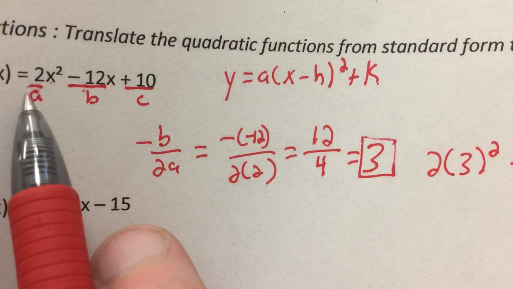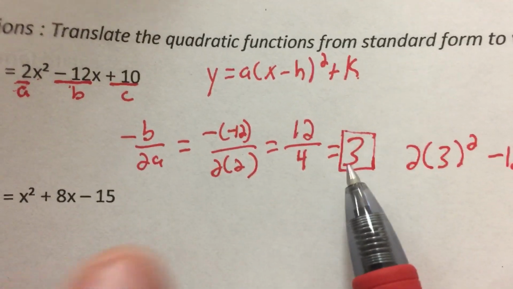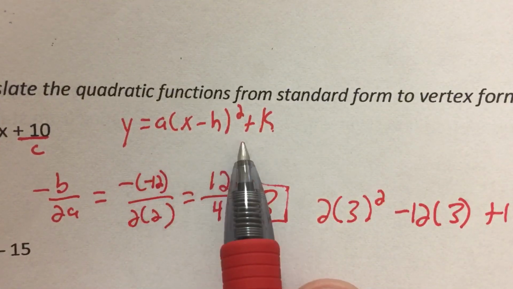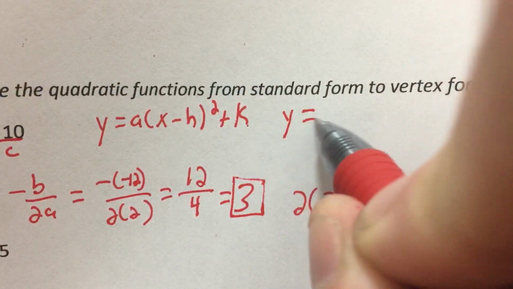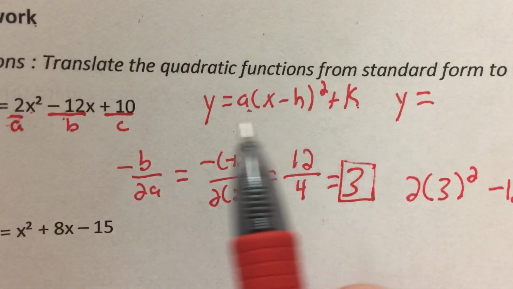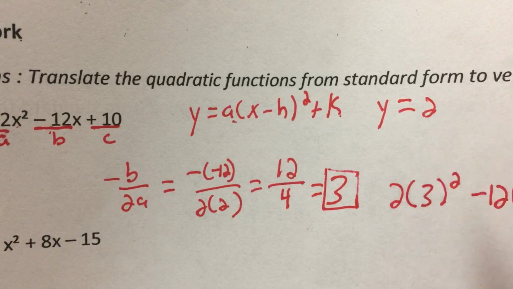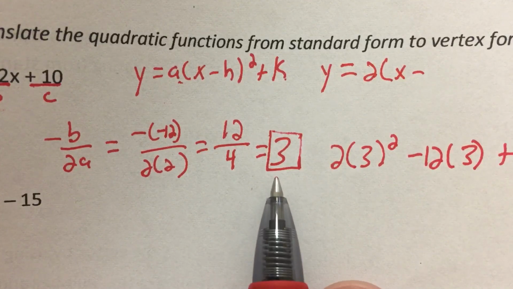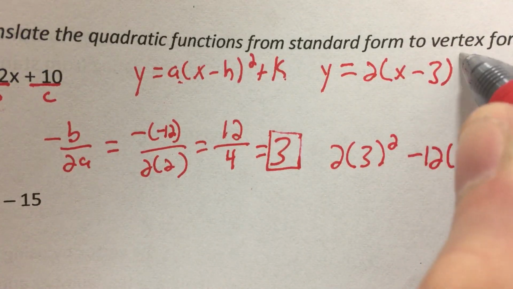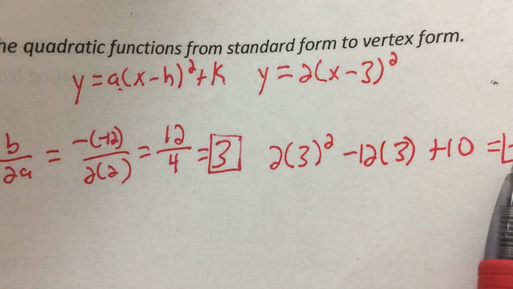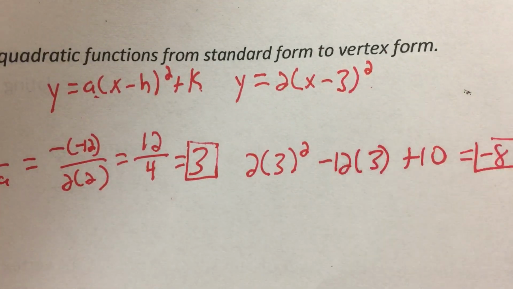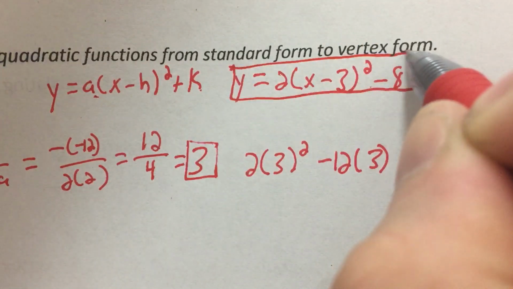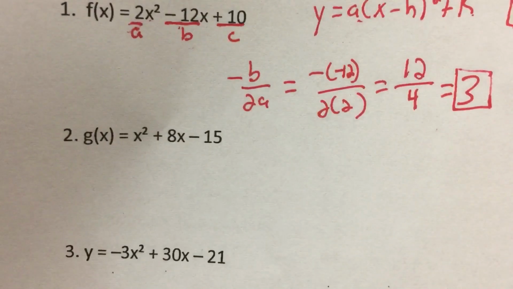So I have my a, which is 2, my h, which is 3, and my k, which is negative 8. I'm going to go back to the generic version and plug all that in. Y equals, instead of a, I'm putting in 2. Okay. Parentheses, x minus. For h, I'm putting in 3. Close it, squared. Plus k, since k is a negative 8, I could write plus negative 8, or I could just say minus 8. It's the same thing. So, let's do the next one.